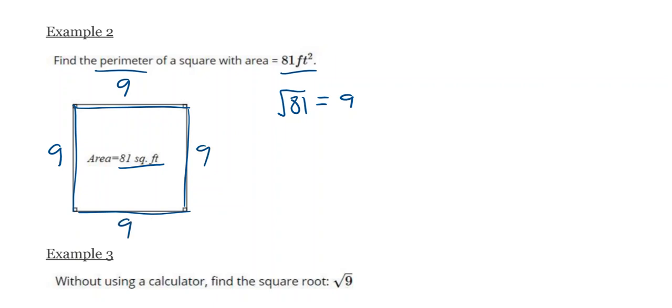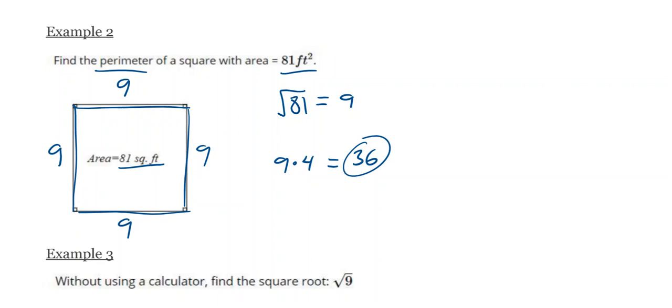So we can get there different ways. We can go 9 plus 9 plus 9 plus 9, or what could you do? You could go 9 times 4. So what's that? 36. You had the right idea. So the perimeter would be 36.